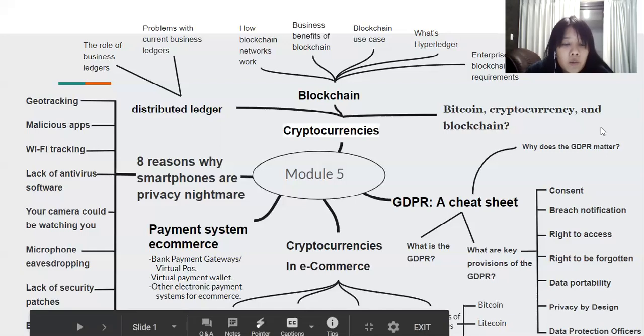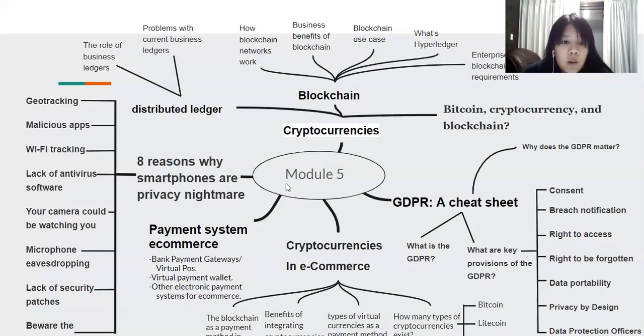The next topic we're going to cover is the 8 reasons why smartphones are a privacy nightmare. Of course, smartphones are very useful nowadays. Everyone cannot live without them, I guess. So there are these disadvantages to using smartphones. The first one is geo-tracking. Our location could be tracked and it can pull out our personal data from it.